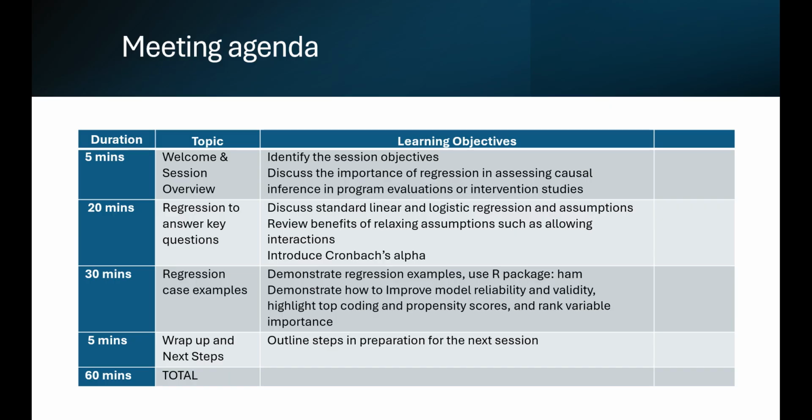And in the second half of our discussion, we'll look at regression case examples, and we'll demonstrate regression examples. We'll use the R package HAM, and we'll demonstrate how to improve model reliability and validity, highlight top coding and propensity scores, and rank variable importance. And then at the end, we'll wrap things up and outline our steps in preparation for the next session.